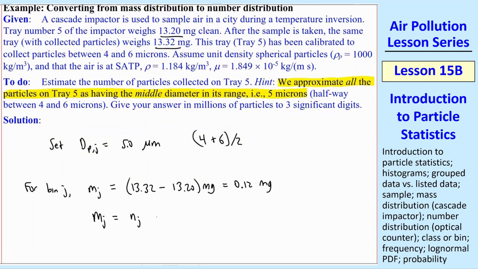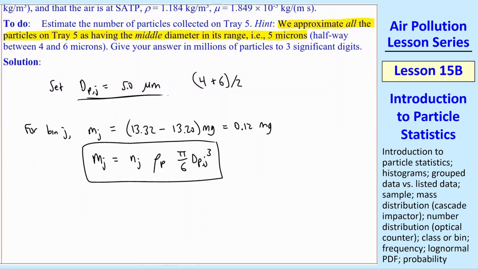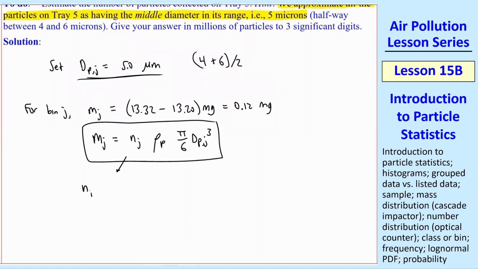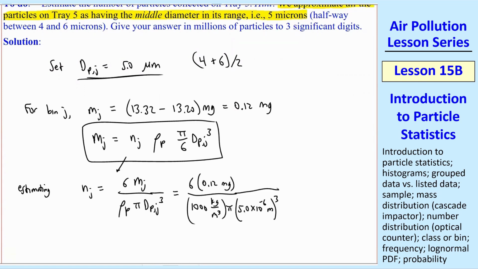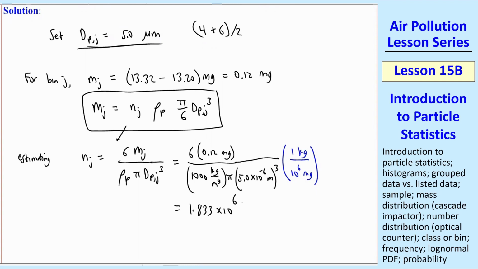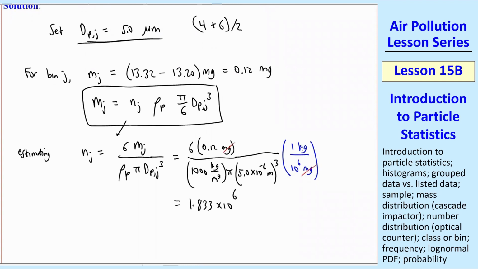But mj is nj times density times the volume of a spherical particle. We'll use dpj of 5 microns, like I said, and then simply solve for nj. So we're estimating the number of particles in that bin as 6 mj divided by rho p pi dpj cubed. Plug in the numbers. Watching our units, I get 1.833 times 10 to the 6th. All the units cancel, but we're really talking about particles here. Particles doesn't really have a unit, but nj is the number of particles.